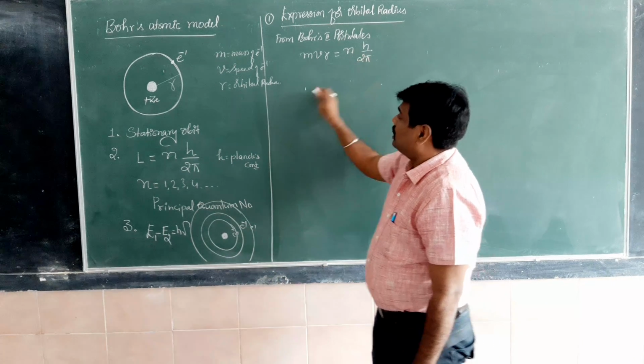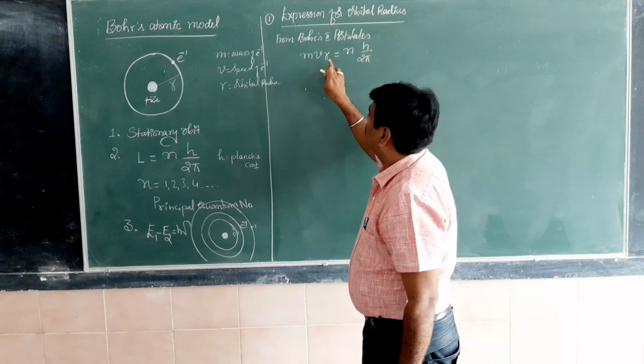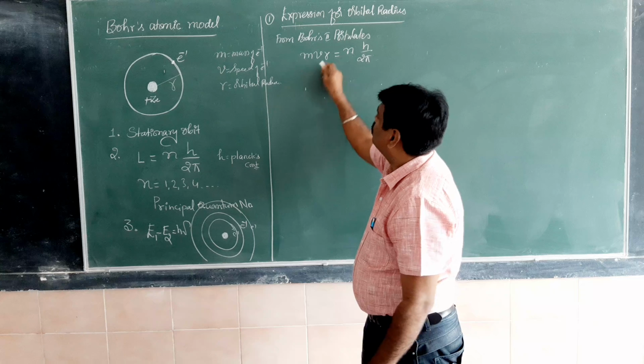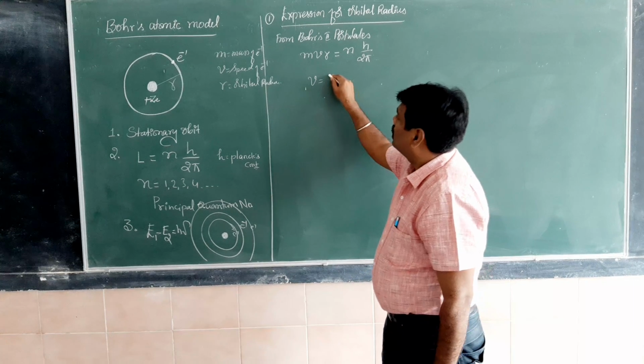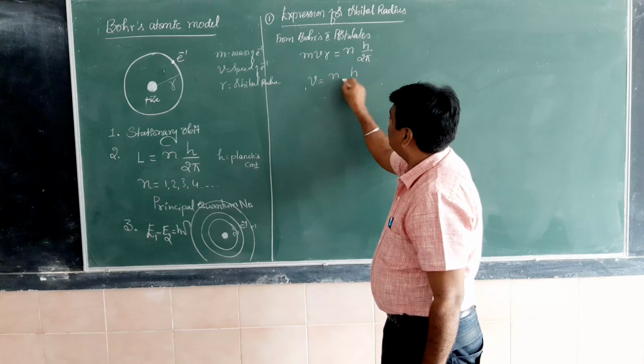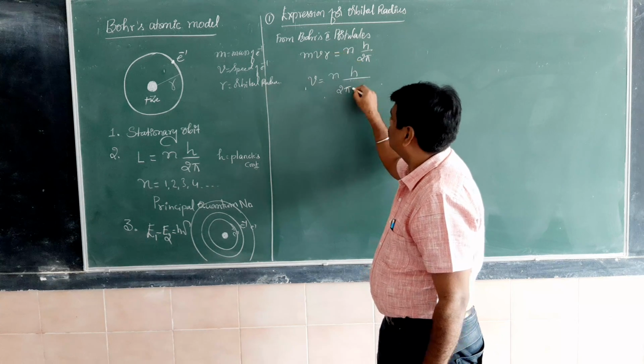Now let us move on to the next step. I want to simplify this equation for the velocity. If I simplify this equation for velocity, v is equal to nh divided by 2 pi m r.